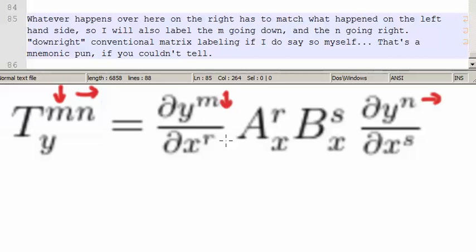Now since these are Jacobians, this R has to go to the right, this S has to go down, just because it's got to be the opposite of whatever that arrow above it is. This R will go down, and this S will go to the right, because it's got to be the opposite of whatever is over here. Going right and down will give you a sum of products.